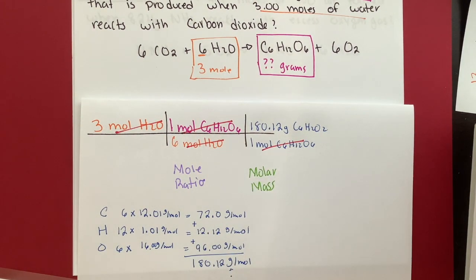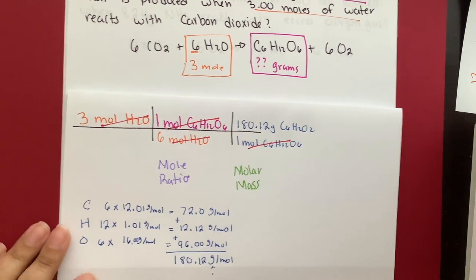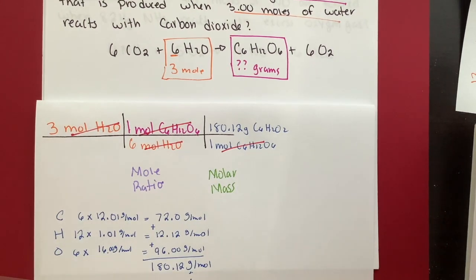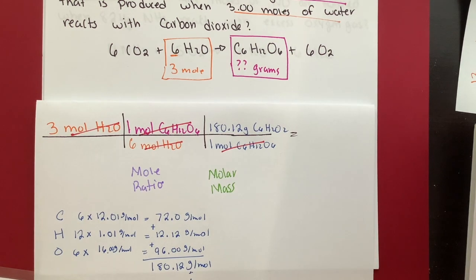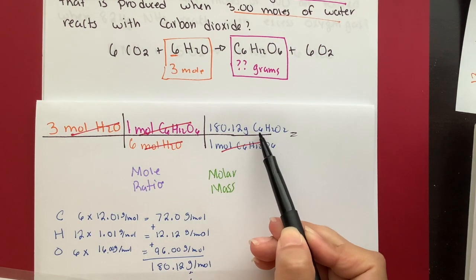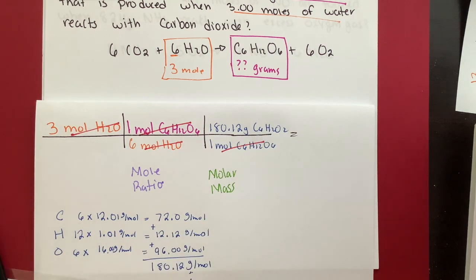Take the time, take the trouble, and after each step, cancel your units so that you do not get confused. Now, am I done? I do not know. Let me check. What is the only unit that's not crossed out? Grams of C6H12O6. What did I write here?